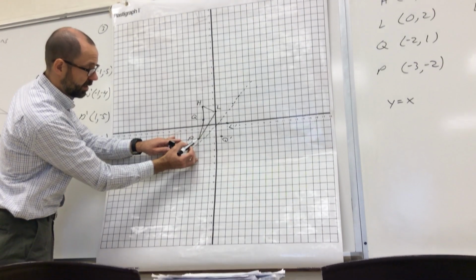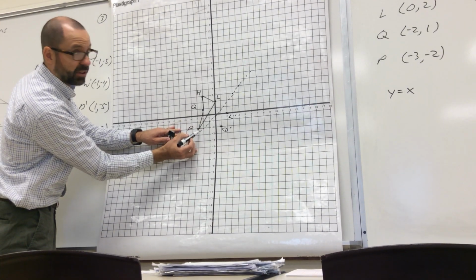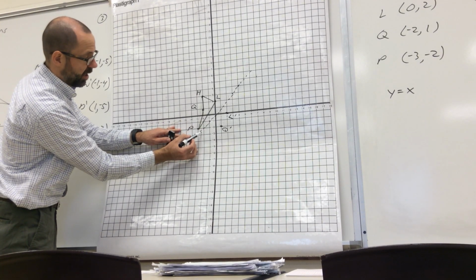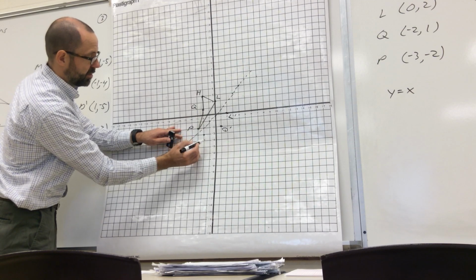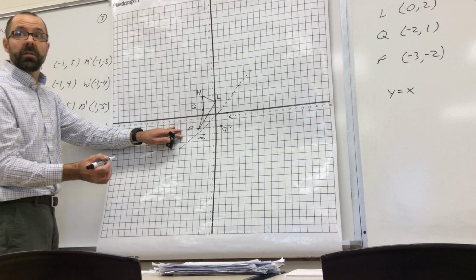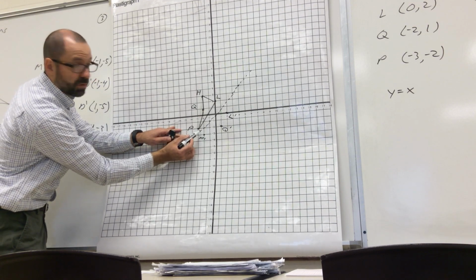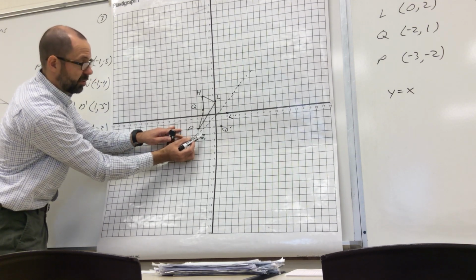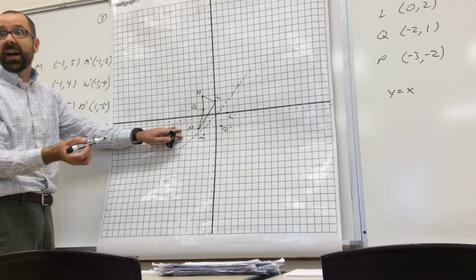And then P is just a half diagonal away. So I have to go a half diagonal away to get to P prime. See how P is really close to the reflection line, so it's going to end up really close to the reflection line on the other side.